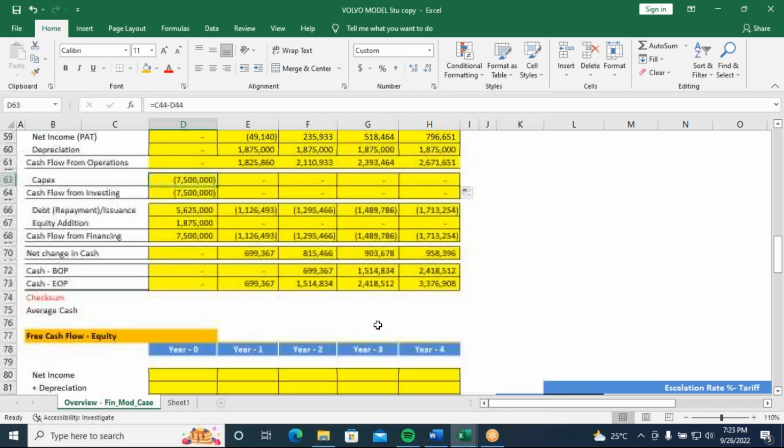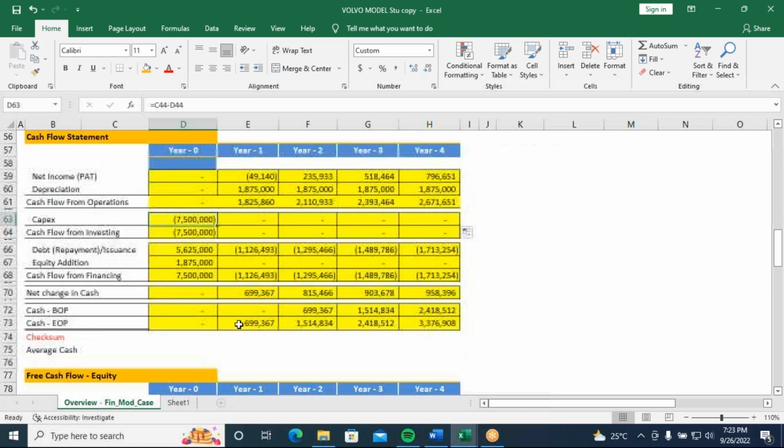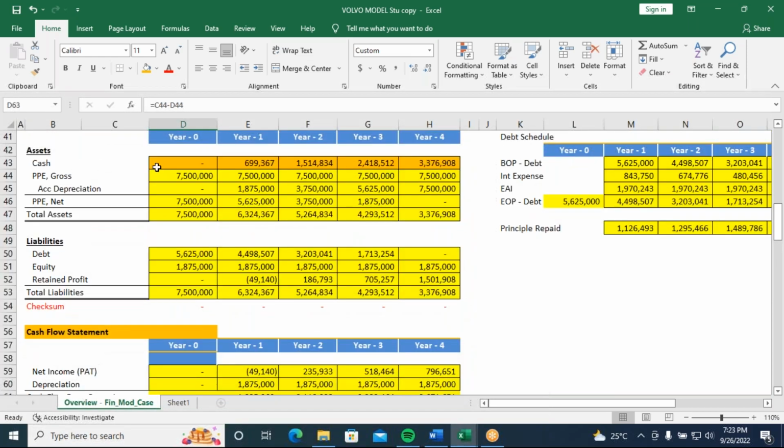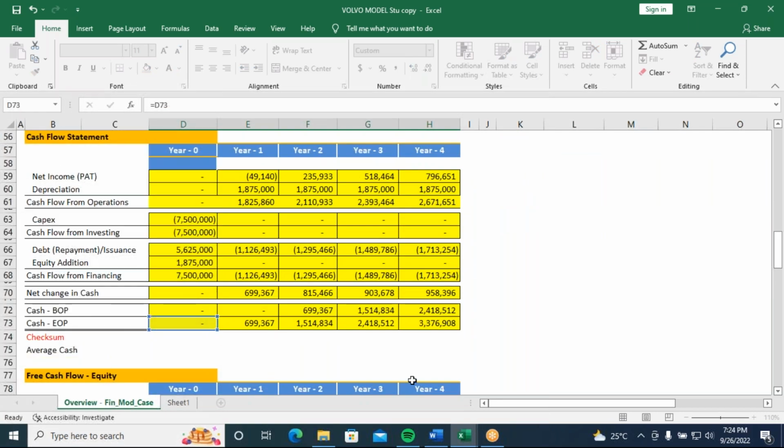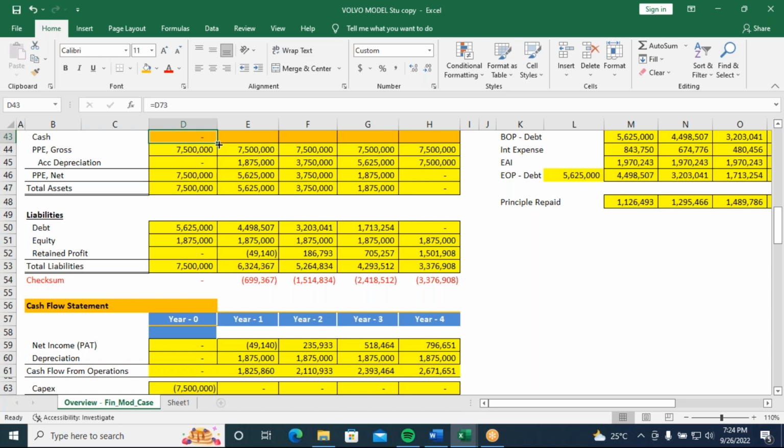Understood with this? So now when I have calculated the EOP, that is end of period, the same amount I'm going to take in the balance sheet on the asset side. So the cash I am supposed to enter, that value I'll be taking here is equal to the end of period value I have got. I'll just select and drag it. So automatically my total assets and liabilities both get matched.